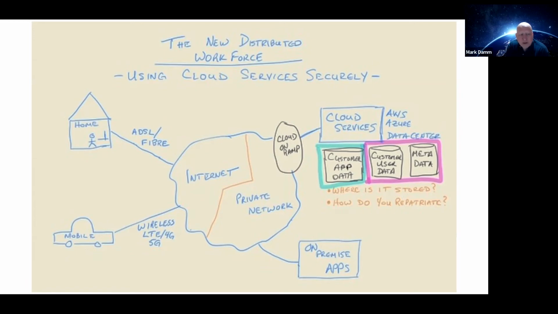And then we even have users that might be using mobile and wireless technologies, where we have LTE and 4G. And we've got this emerging world of 5G technologies that are going to give us the speed of a fiber line, but using a wireless mobile device. All of those things connect into the internet.